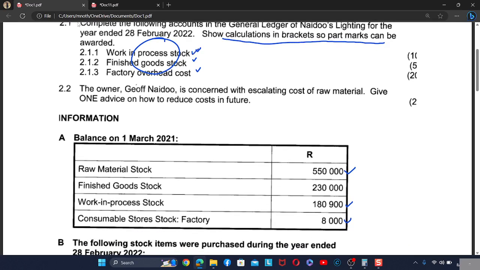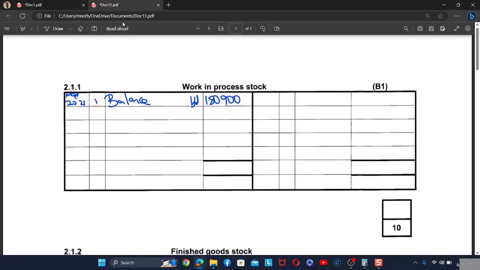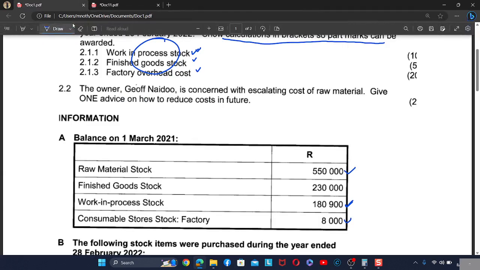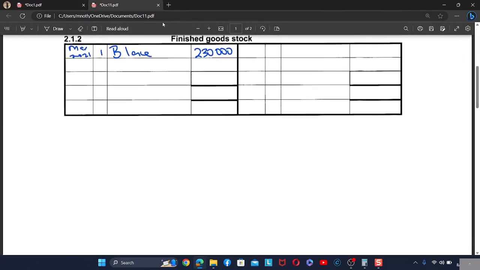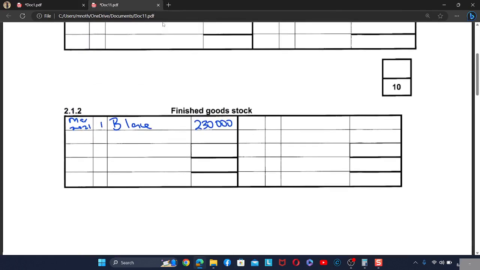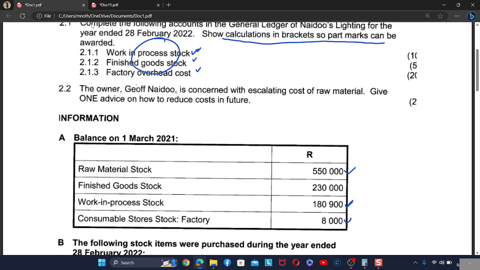For the work in process, you can see that we are given the opening balance, the balance at the beginning of the year on the 1st of March 2021. So we've recorded it here as the opening balance. For the finished goods, we are also given the opening balance of 230,000, so we've already recorded it. But the factory overheads account does not have an opening balance. Now let's get back to work.